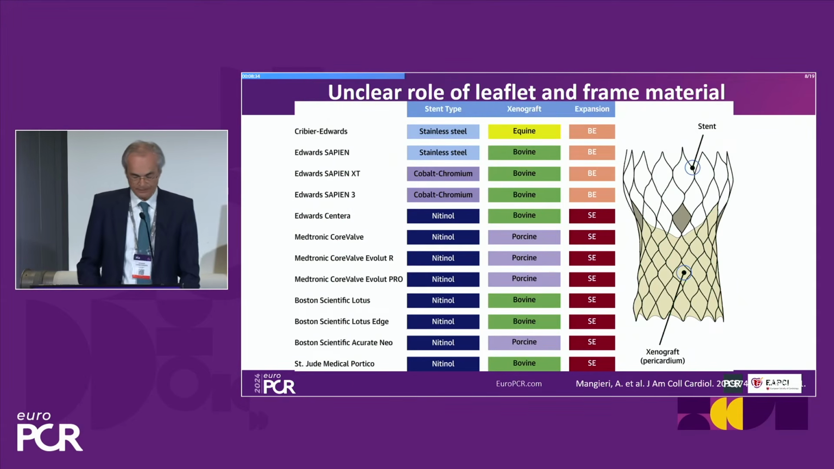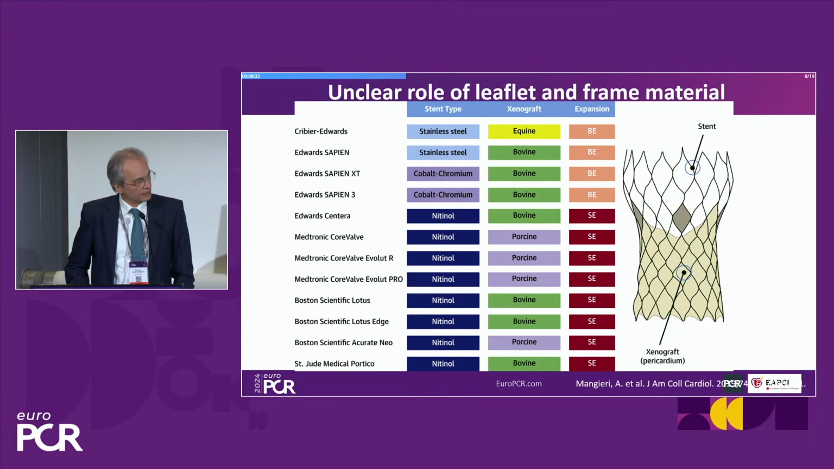We also had the comment on the type of valve. So there are different stent types, the valve type is different, and the expansion is different. All these things may have an influence on the occurrence of HALT, and also the need for anticoagulation as well as antiplatelet therapy.